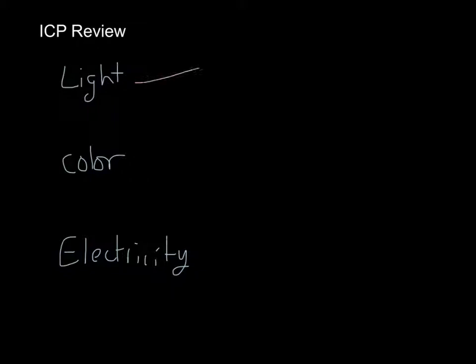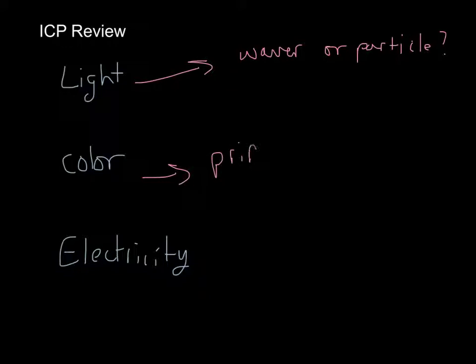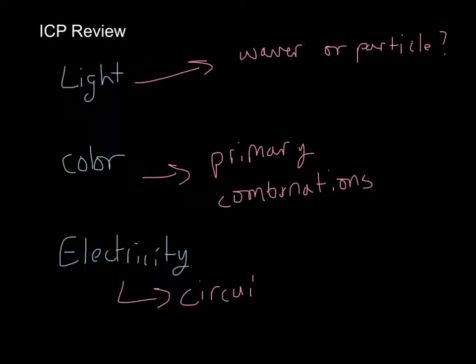When we think of light, we need to be thinking about, is light a wave or is it a particle? For color, we're going to be taking a look at primary colors and combinations. For electricity, we're going to be thinking about circuits, voltage, current, and resistance.